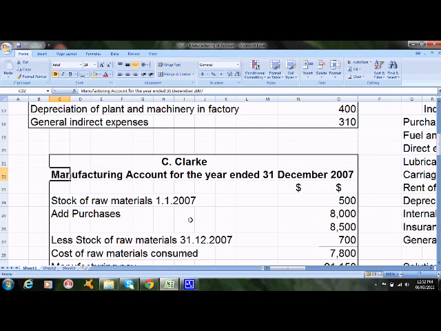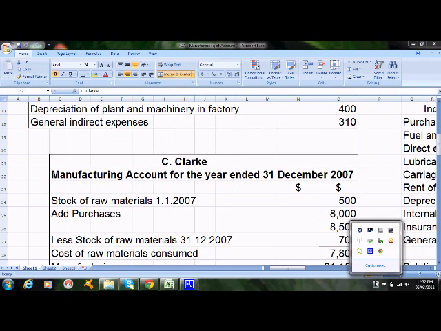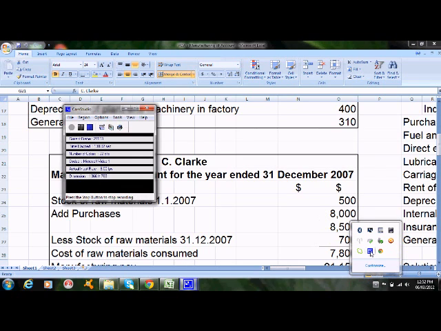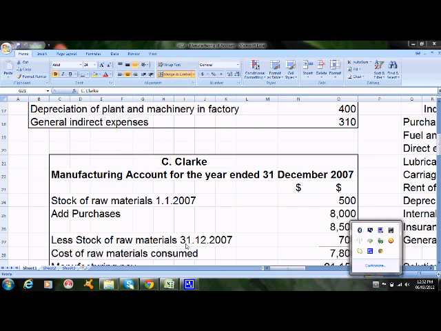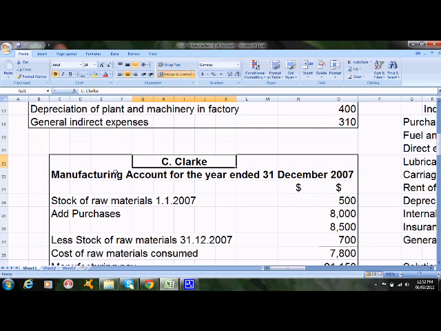As you see any information popping up, pause the video right there and write it down and listen as you go along. So first thing, as I said before, you place the person's name right here, C. Clark. Then you write manufacturing account for the year ended December 31, 2007.